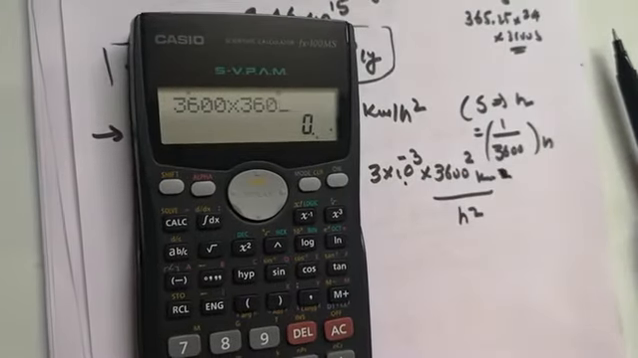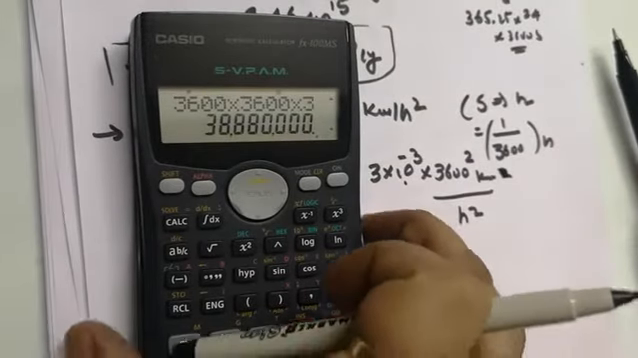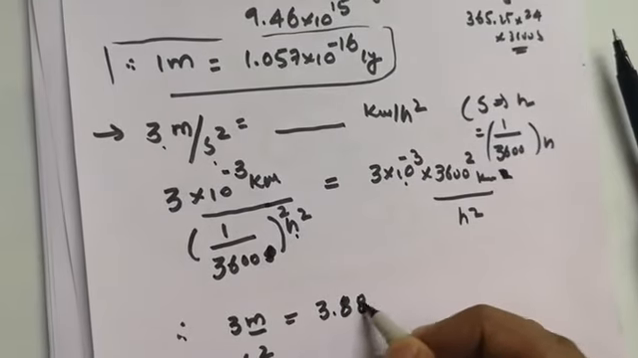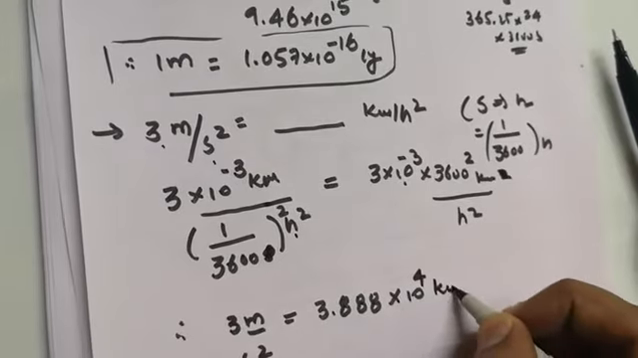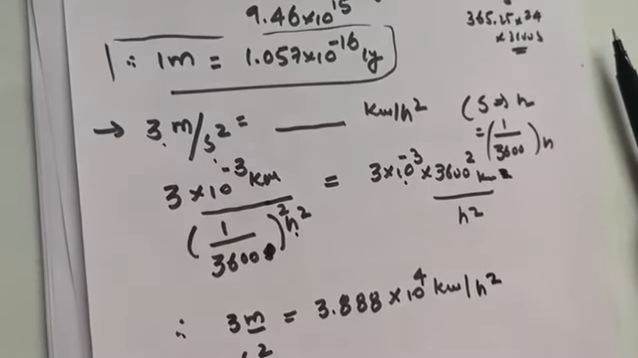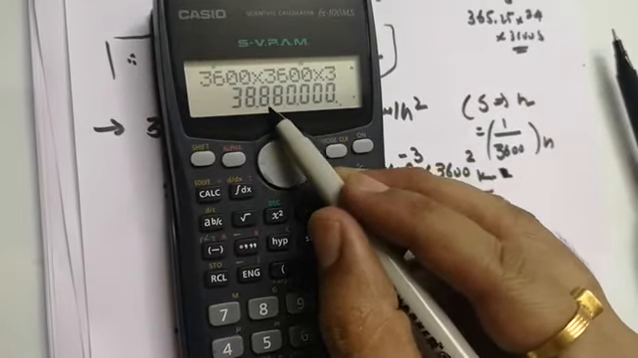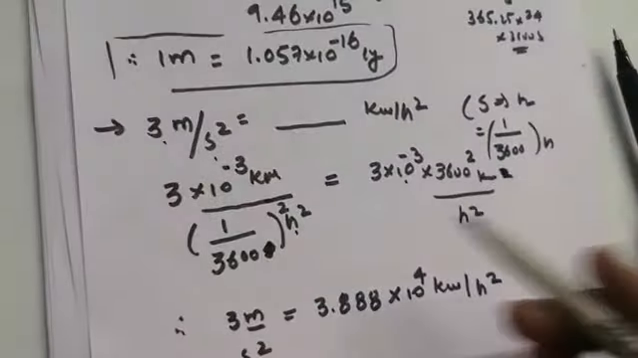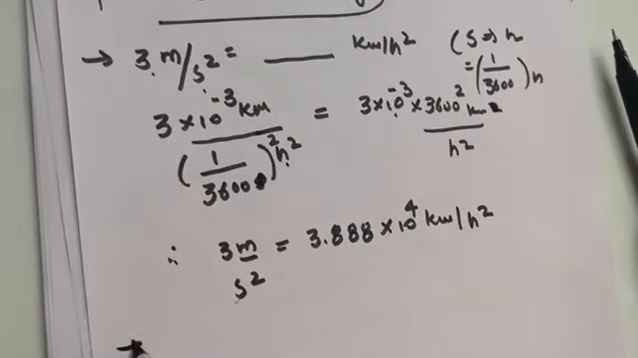3600 multiplied again by 3600, then multiplied by 3. This will give me 3.888. So I'm just converting to 3.888 cross 10 to the power 4 kilometer per hour squared. You can see on the screen that there are 3 and 3, 6 and something. That is 3600, and 10 to the power minus 3 is also there. So this is how it has been converted.